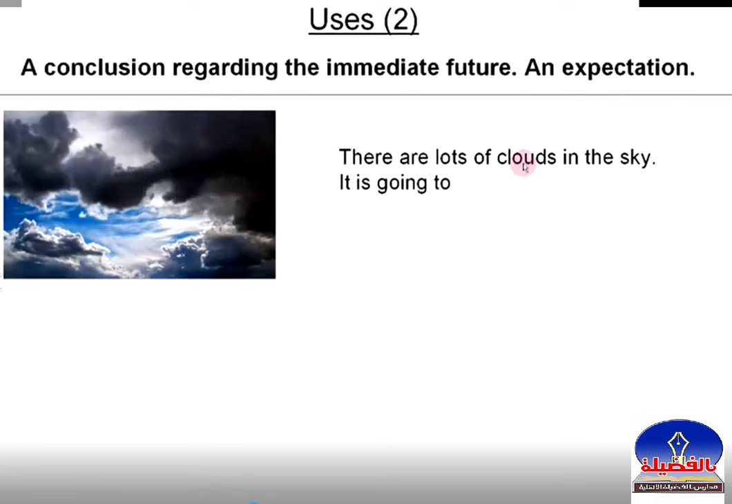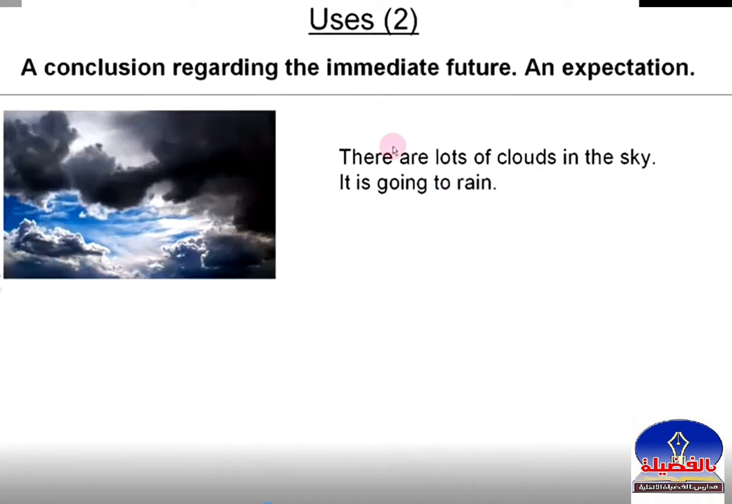There are lots of clouds in the sky. It is going to rain. So the first part of the sentence shows the present. So in the present, right now, we can see there are lots of clouds in the sky. So because of that, in the future, we know that it is going to rain. So that is what I mean when I talk about a conclusion, okay? An expectation. It is expected that it is going to rain.